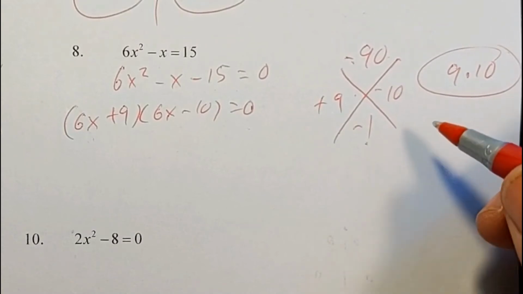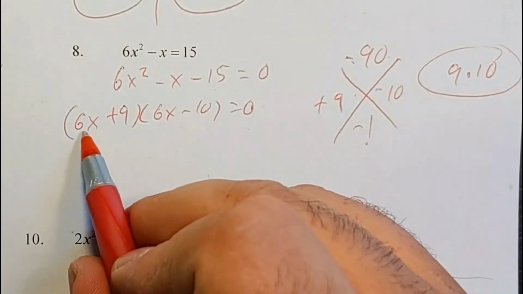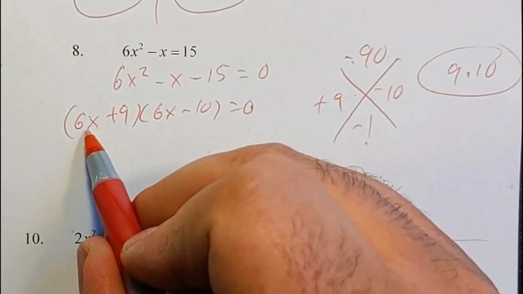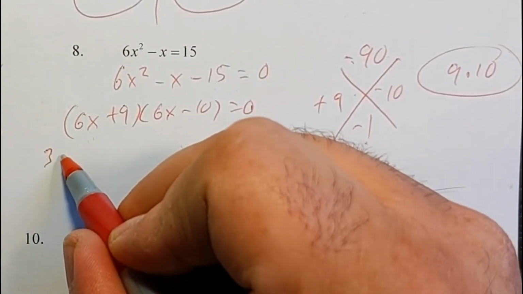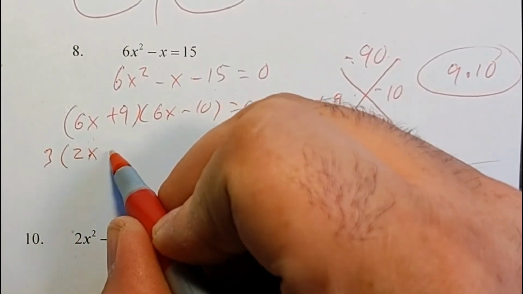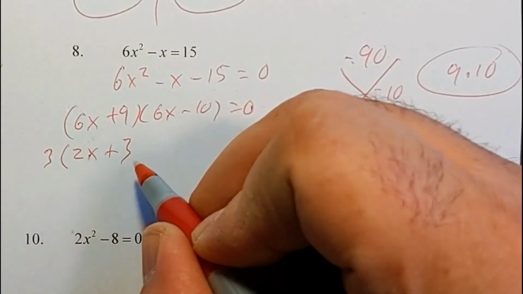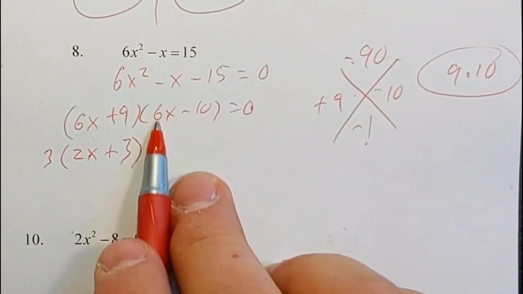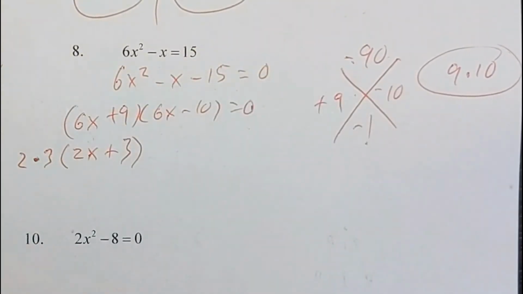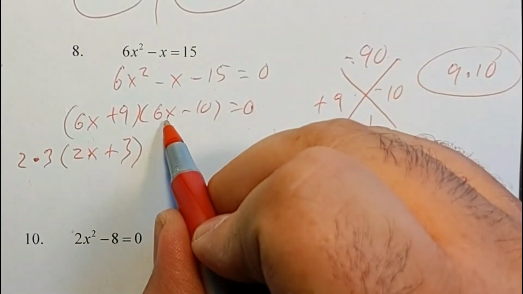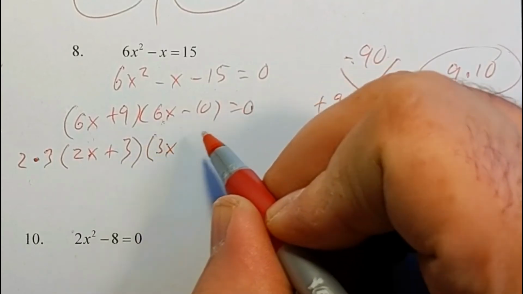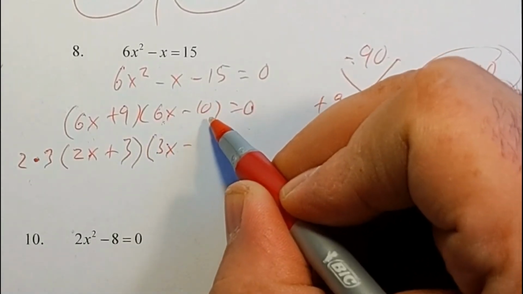And you try to factor out the greatest common factor in each parentheses separately. So over here, I can factor out 3 from both of these. And that leaves me with 2x plus 3. And on this second factor, I can get a 2 out of both of those. So I'm actually going to put it in the front over here. And if I factor a 2 out, this 6x becomes 3x. And this negative 10 becomes negative 5.